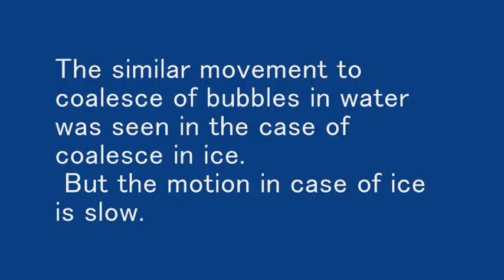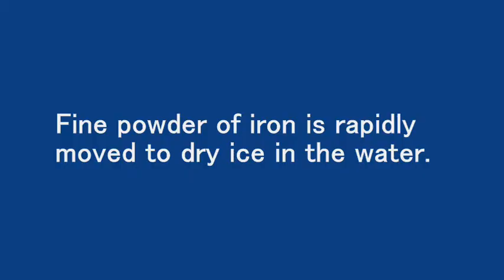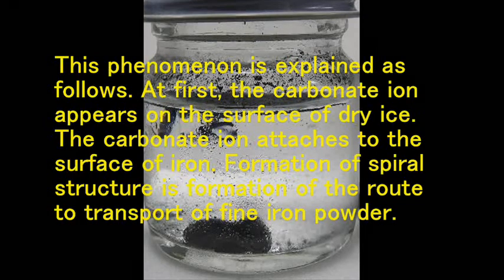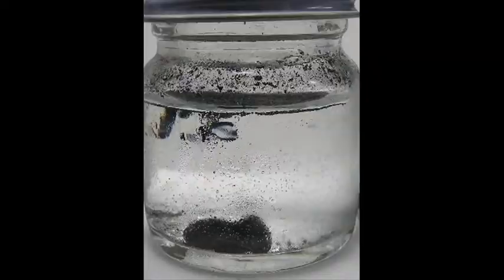A movement similar to the coalescence of bubbles in water was seen in the case of coalescence in ice. But the motion in the case of ice is slow. Fine powder of iron is rapidly moved to dry ice in the water. This phenomenon is explained as follows. At first, the carbonate ion appears on the surface of the dry ice. The carbonate ion attaches to the surface of the iron. Formation of the spiral structure is formation of the route to transport the fine iron powder.